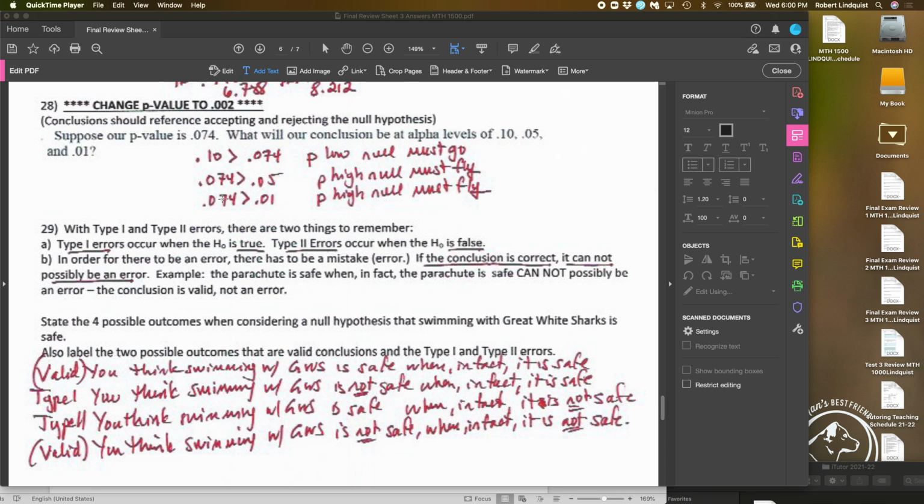The type 2 occurs when the null is false. That's the third one down. And that is the most dangerous one here. You think swimming with great white sharks is safe when in fact it is not safe. You will be shark chow.